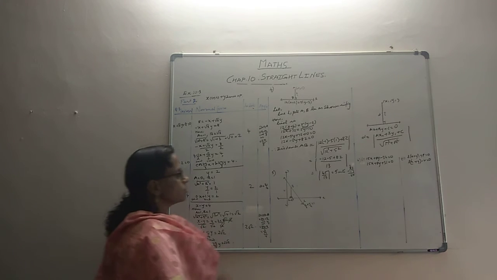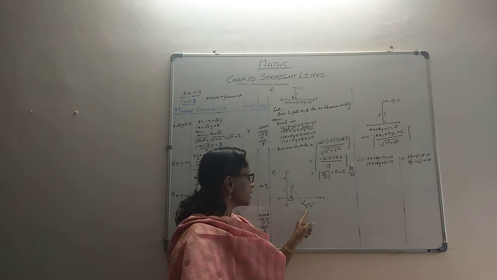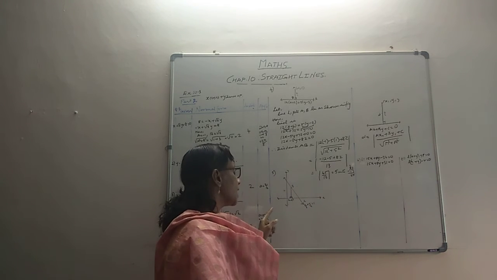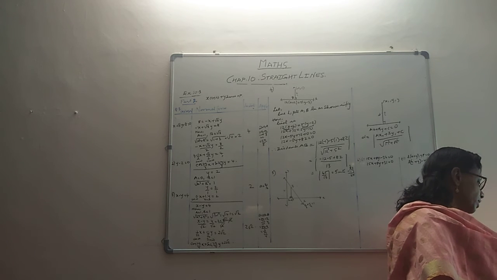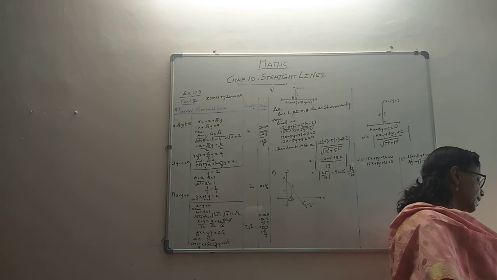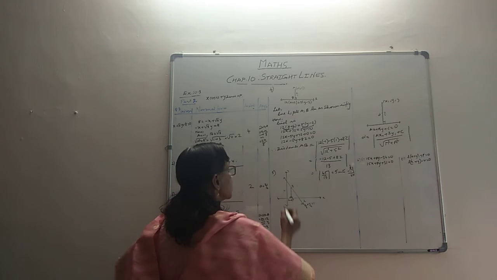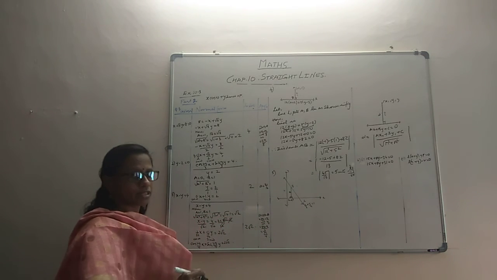Same way, we have question number 5, which gives us an equation of a line in the form x by 3 plus y by 4 equal to 1. And then they ask us to find a distance. I'll just read the question properly. It says: find the point on the x-axis whose distance from the line x by 3 plus y by 4 equal to 1 is 4 units. They have told you the distance. The distance is 4 units. You find out the point.